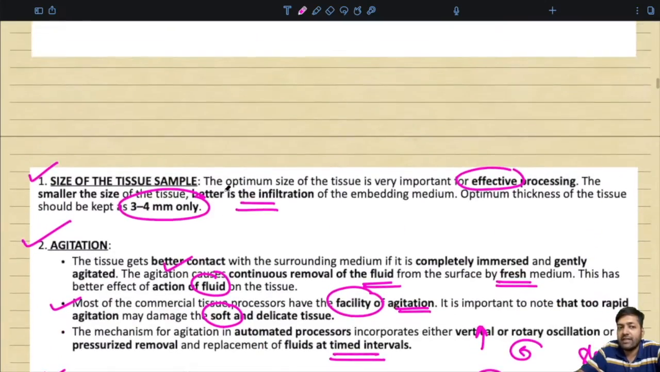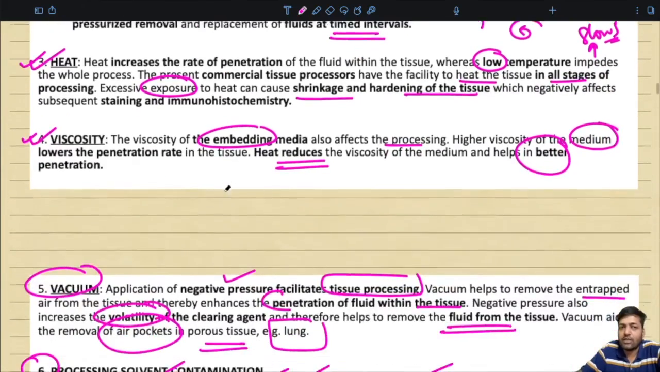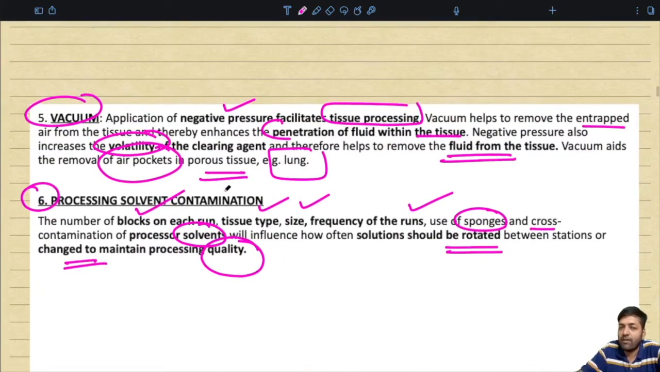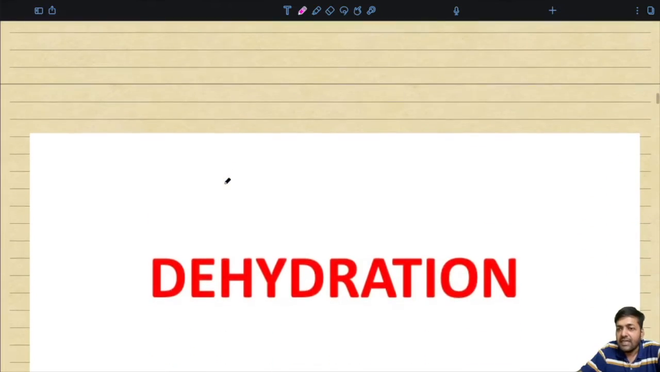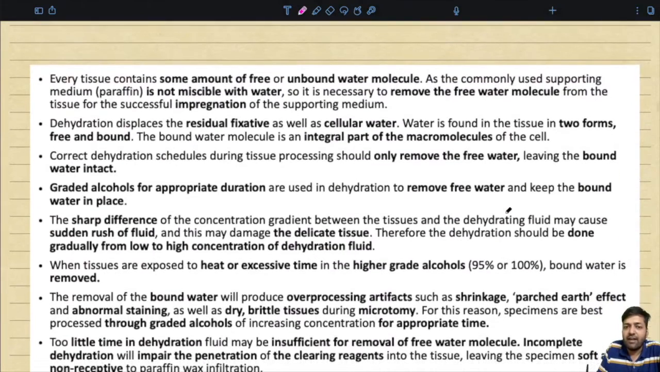So what are all the factors? One is the size of the tissue sample, agitation, heat, viscosity, vacuum, and processing the solvent contamination. Now we will discuss the first step of tissue processing, that is dehydration, in detail. So let us read about that.